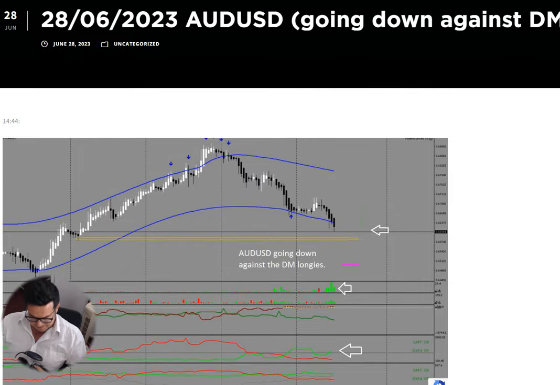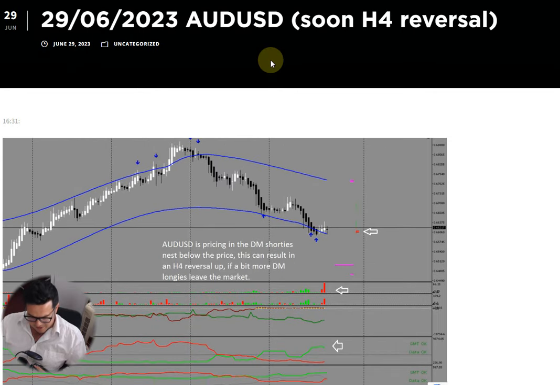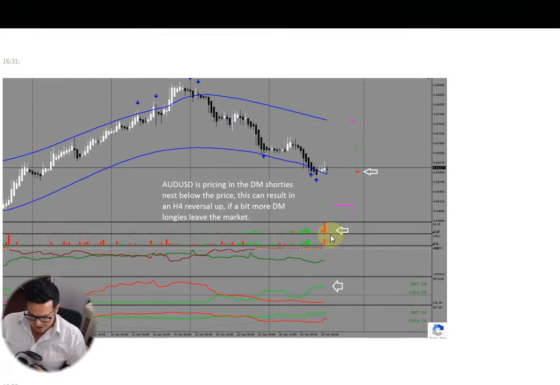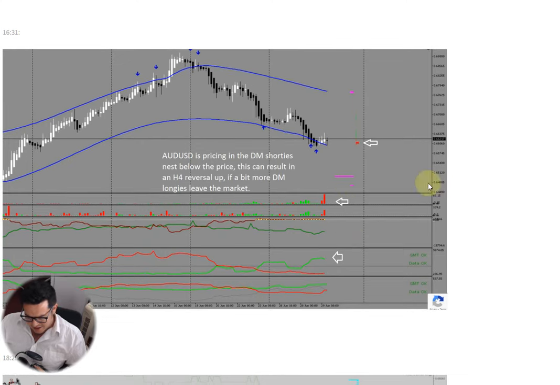Yes. So the price goes down, but now this happens on the 29th. Shorties are entering the market quite high on the scale. The longies are leaving, so we have a downward pointing squeeze line. So look, we have the chance here to buy into a 4-hour reversal up with the short positions, the dumb money nest being below the price as a real support.